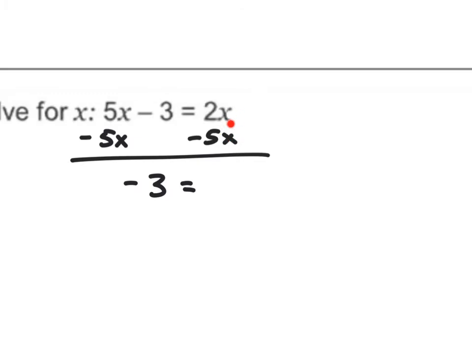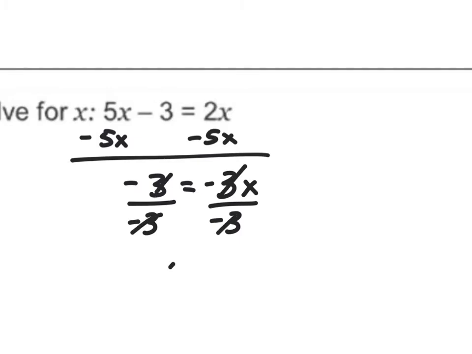They have a common variable of x, and I can combine 2 and negative 5. So 2 minus 5 gives me negative 3, and this gives me negative 3x. Then if I divide by negative 3 and divide by negative 3, those divide out, and I end up getting that x is equal to 1.